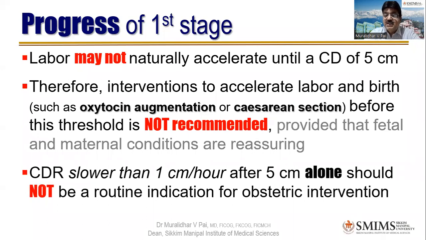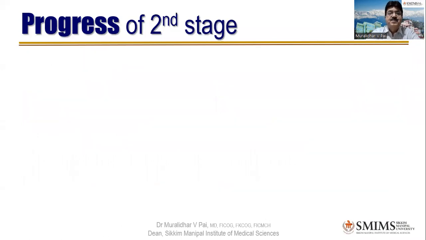The cervical dilatation rate slower than 1 centimeter per hour after 5 centimeters alone should not be a routine indication for obstetric intervention, which is again telling in a different way that after 5 centimeters, don't force the lady or yourself to have the cervical dilatation 1 centimeter per hour. It can be 1 centimeter per hour in some, but it can be more than that. But how long will you wait? You can wait up to 12 hours. But again, in that, there are different things which I'm going to tell shortly.